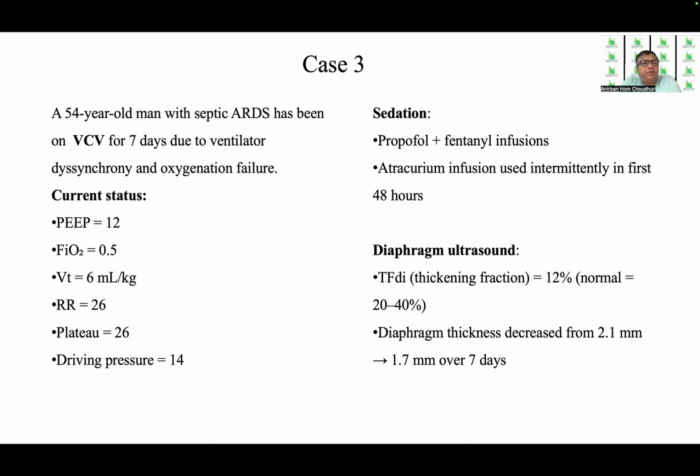Coming to the third case, a 54-year-old man with septic ARDS has been on volume control ventilation for 7 days due to ventilator dyssynchrony and oxygenation failure. Currently, the patient has a PEEP of 12, FiO2 of 0.5, tidal volume of 6 mL per kg, respiratory rate of 26, plateau pressure of 26, and driving pressure of 14. The patient is sedated with propofol and fentanyl infusions, and atracurium infusions were used intermittently in the first 48 hours. The diaphragm ultrasound shows a fractional thickening of 12%, which is reduced. The diaphragm thickness decreased from 2.1 millimeters to 1.7 millimeters over 7 days.